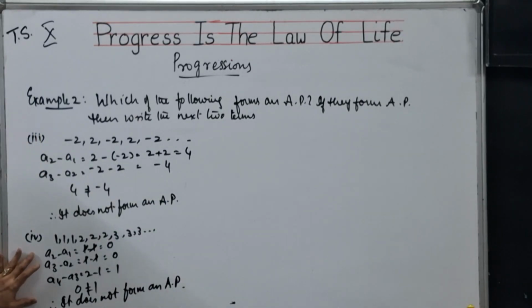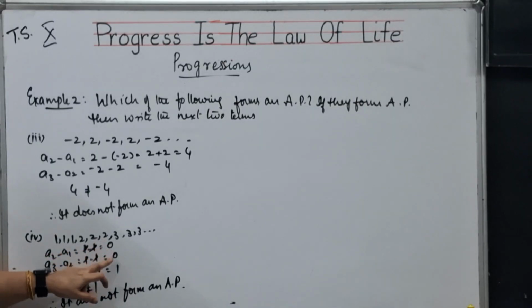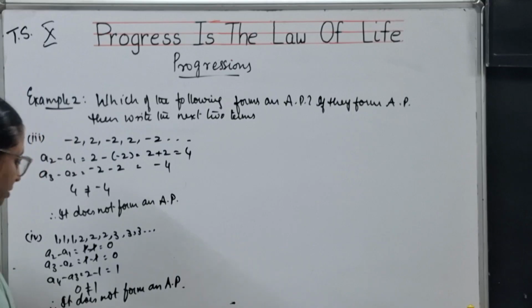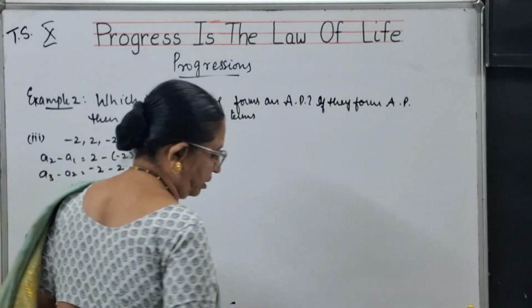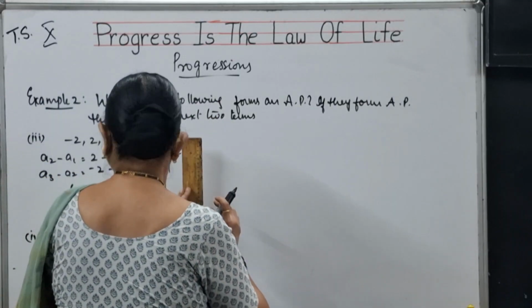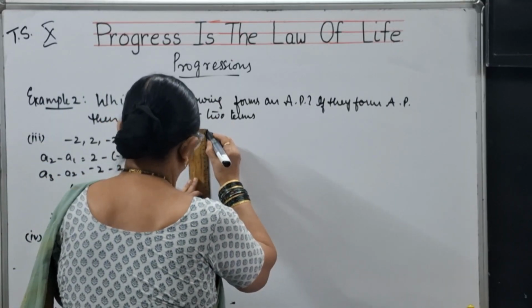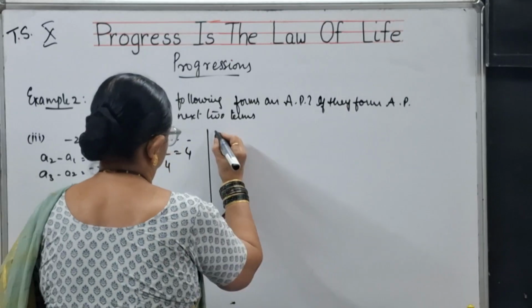I hope I am clear, children. Even though here you have got the same value, whenever we continue it, we are not getting it as the same. So we need not further continue. Here itself we have understood that there is no common difference existing. So we can say that it does not form an AP. Now let me see the fourth bit. Fourth bit is finished. Now fifth bit.